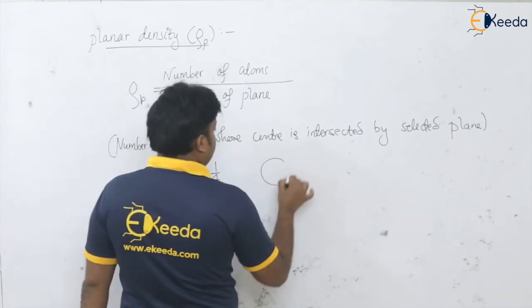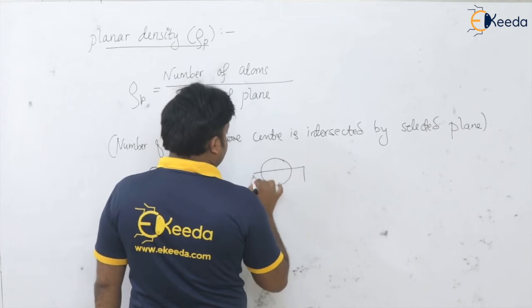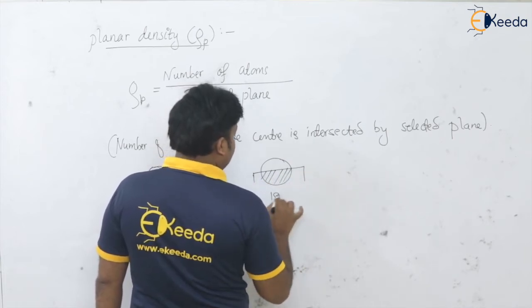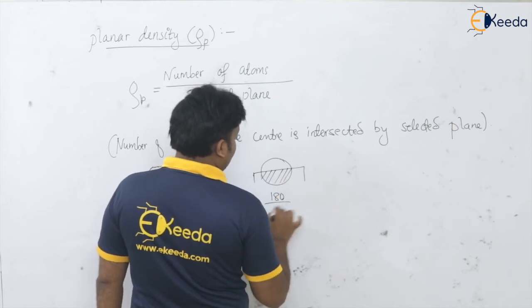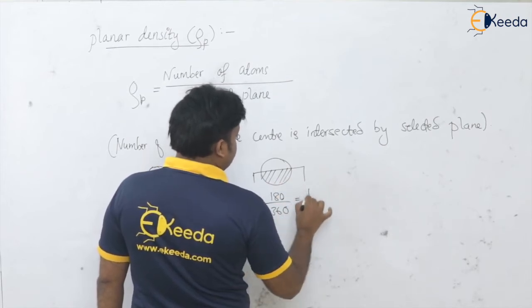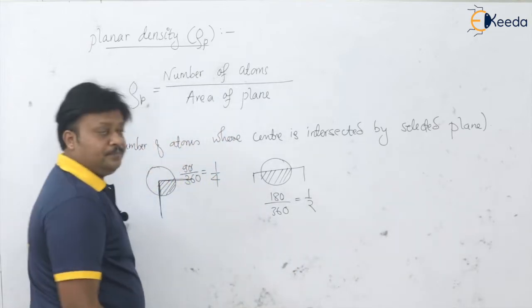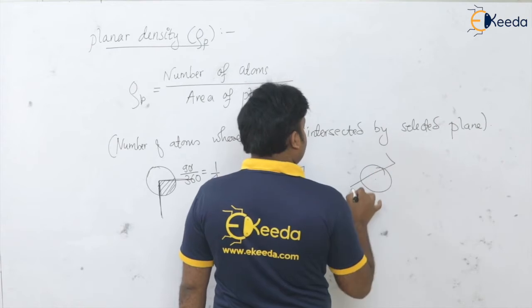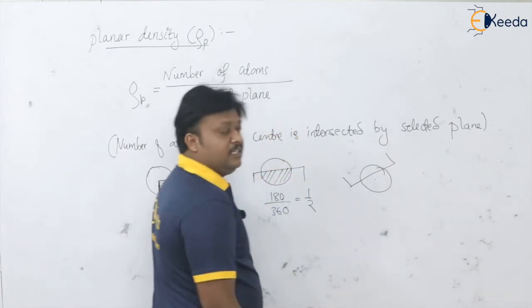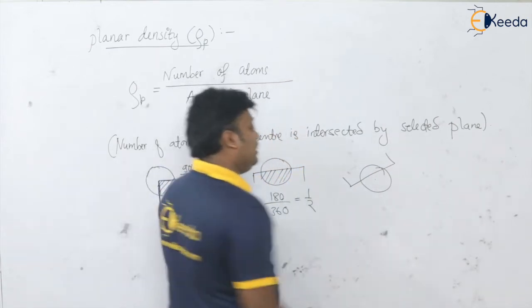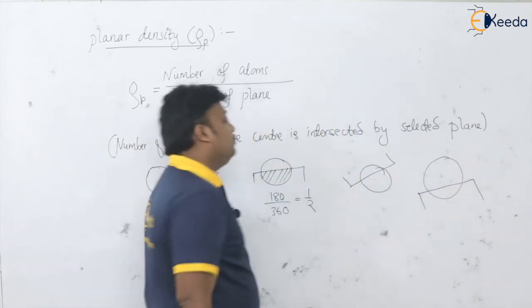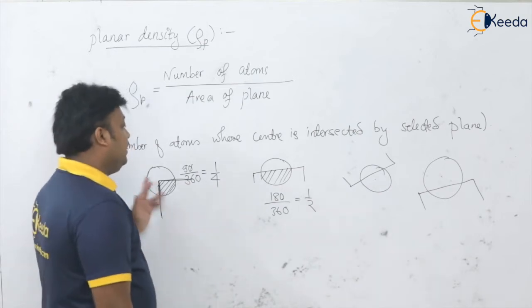Suppose the atom is intersected like this by this plane. So 180, so how much is it? 180 degrees out of 360 degrees. So it is half. Okay, but see here, if the plane is going like this, it is not passing through the center, so it is not considered. Say the plane is going like this, it should go through the center, isn't it?